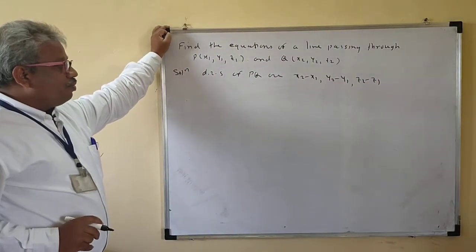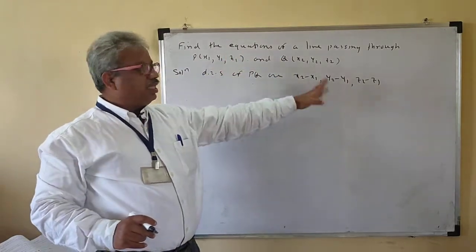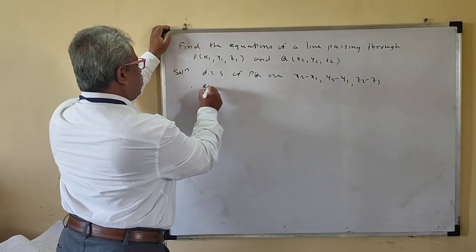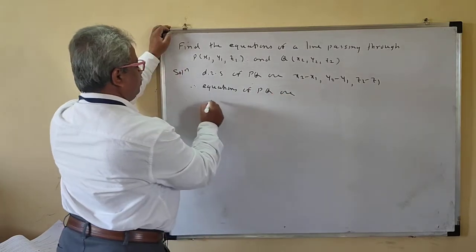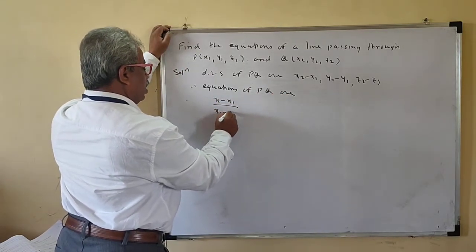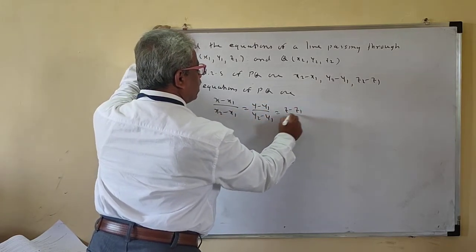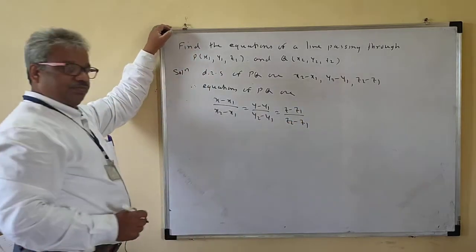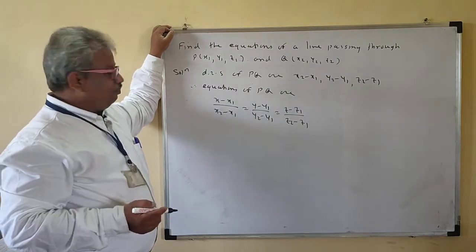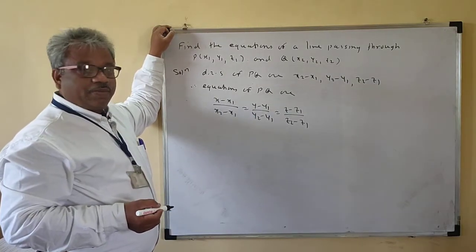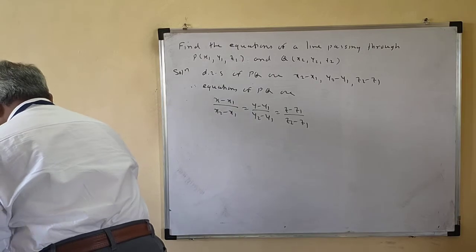Okay. So now we'll use one point on the line, that is x1, y1, z1, and these are our DRs. Okay. So therefore equations of PQ are x minus x1 upon x2 minus x1, y minus y1 upon y2 minus y1, z minus z1 upon z2 minus z1. Okay. So this is the required equations of line. This is called 2-point form of the equations of a line. Okay. Now we'll take a problem on it.